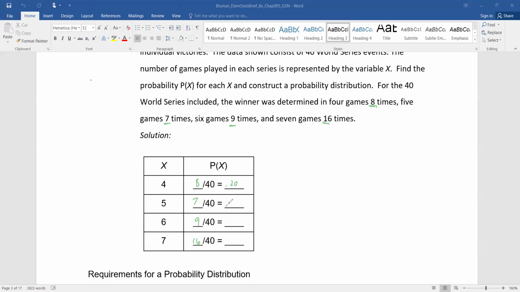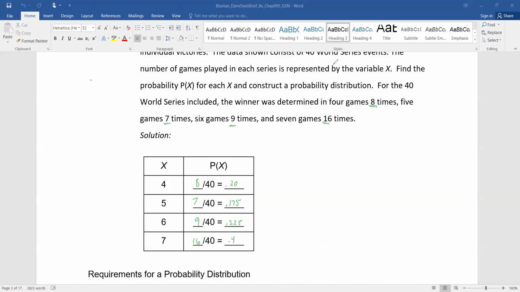There was 0.175, so there was a 17.5% chance that the series would be 5 games long. There was 0.225, so there was a 22.5% chance that the World Series would be 6 games long, or a 0.4, meaning there was a 40% chance that the World Series in the last 40 would last 7 games.